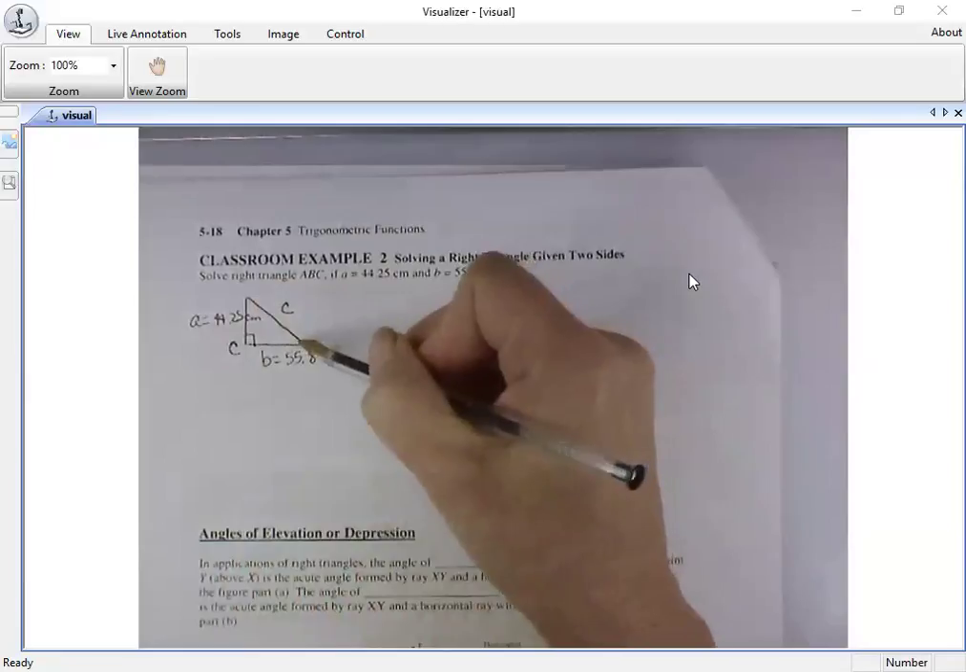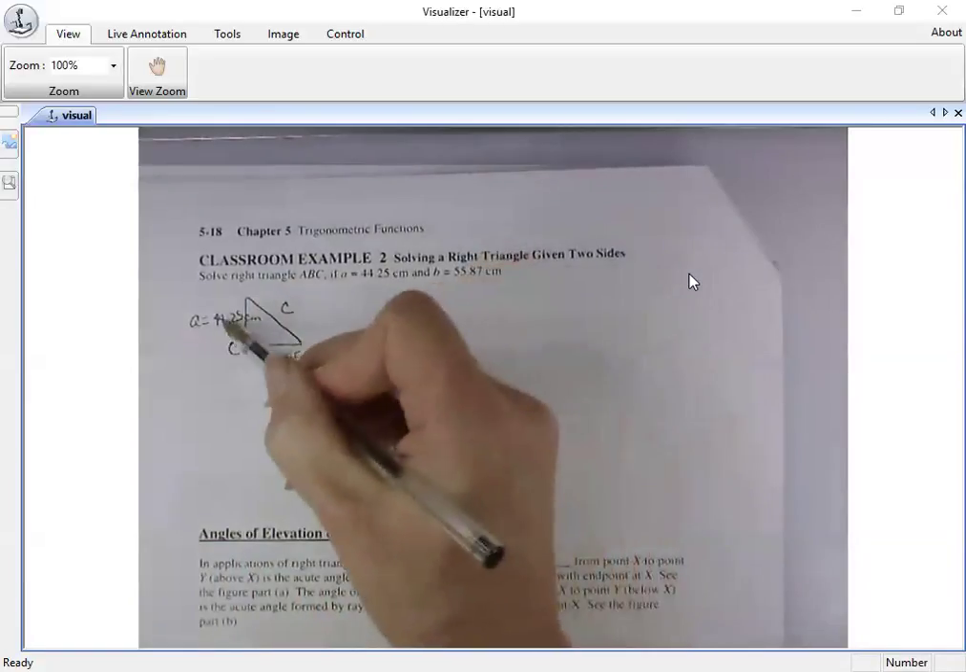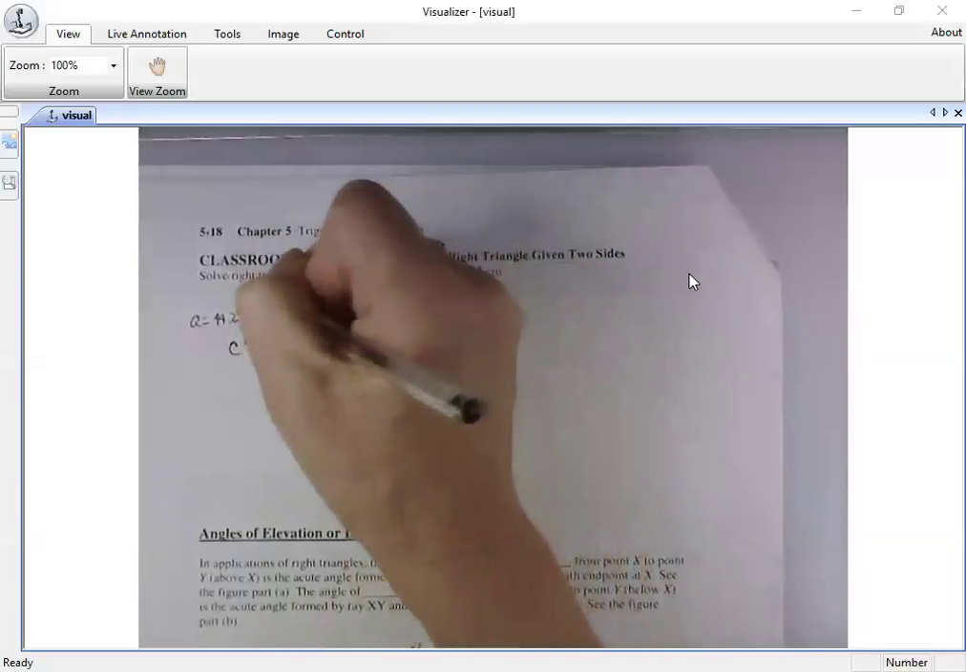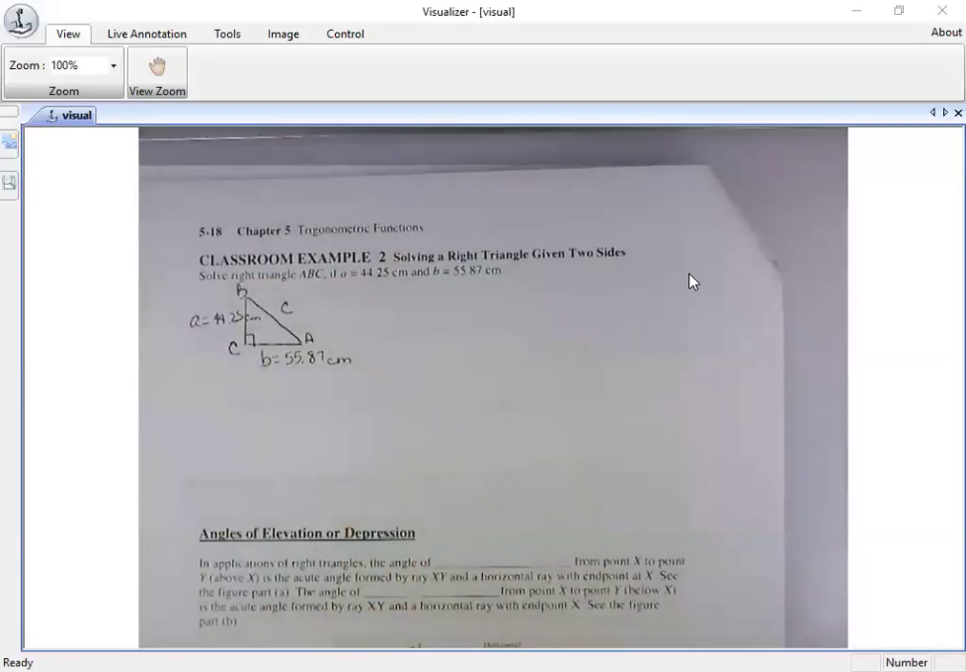So tell me something. Which angle would this one have to be? A or B? A. Good, because it's the angle that's across from this side. So this is going to be angle A. This is going to be angle B. Now, let's look at it and think. What would you want to find first?